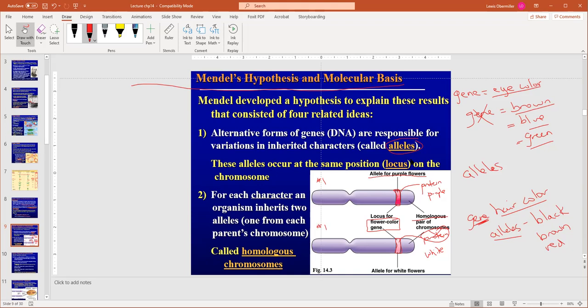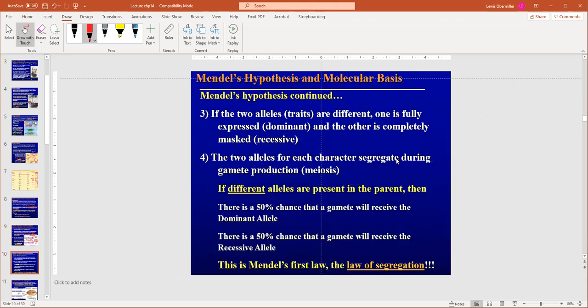We already talked about the word locus, and that should be in your vocabulary for biology. That's just short for location. So it's where that gene is located on that particular chromosome. In this case, it's here. And there could be another gene here that is for the flower height or something. And so it would have a different locus, a different location. Does that make sense? Yes. All right, perfect.